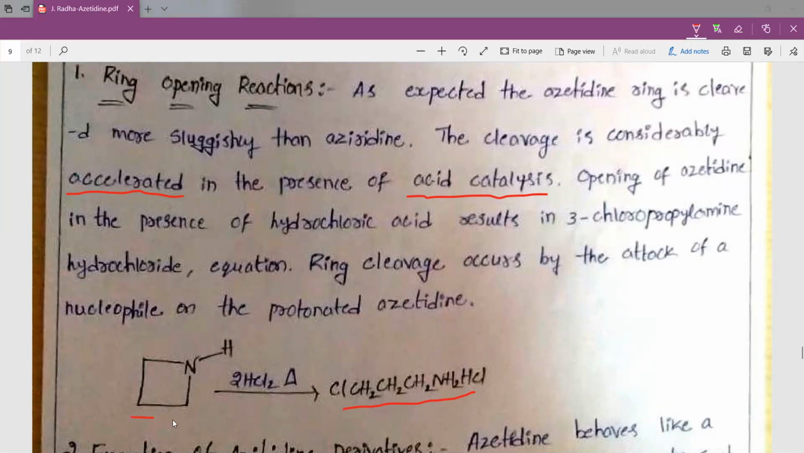So this is azetidine. Azetidine, when treated with 2 molecules of HCl, the ring opens, the 4-membered heterocyclic ring system opens, to form 3-chloropropylamine hydrochloride. It is in the form of a salt.